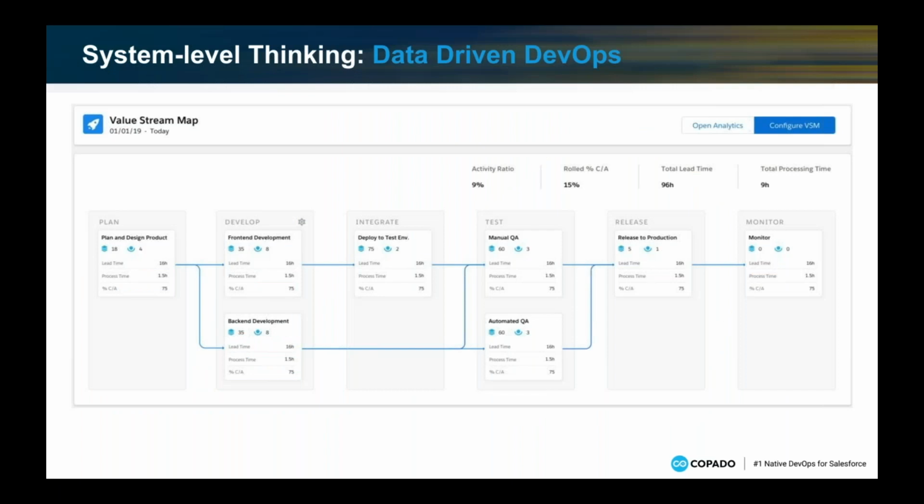Now, Andrew Davis, in order to do this, you've really got to kind of bring this level of system level thinking. We call that at Copado data-driven DevOps. Here's a screenshot from the platform itself. Maybe you could explain a little bit about what it means to drive system level thinking through the DevOps process.